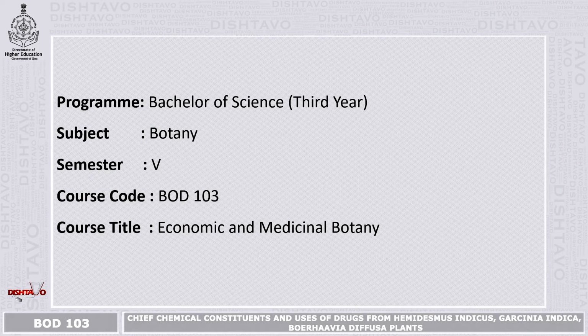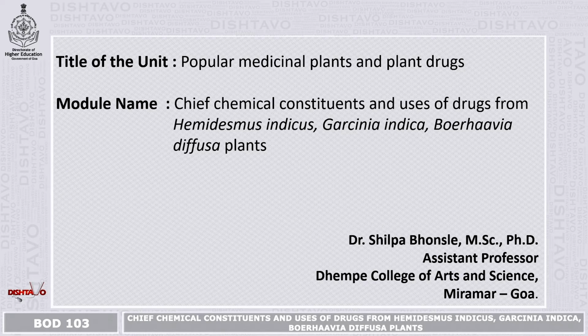Program Bachelor of Science, 3rd year, Subject Botany, Semester 5, Course Code BOD 103, Course Title Economic and Medicinal Botany. Title of the unit is Popular Medicinal Plants and Plant Drugs. Module name: Chief Chemical Constituents and Use of Drugs from Hemidesmus indicus, Garcinia indica, Boerhavia diffusa plants.